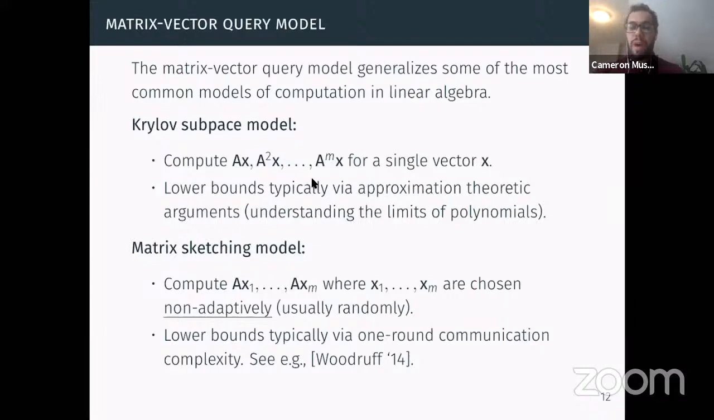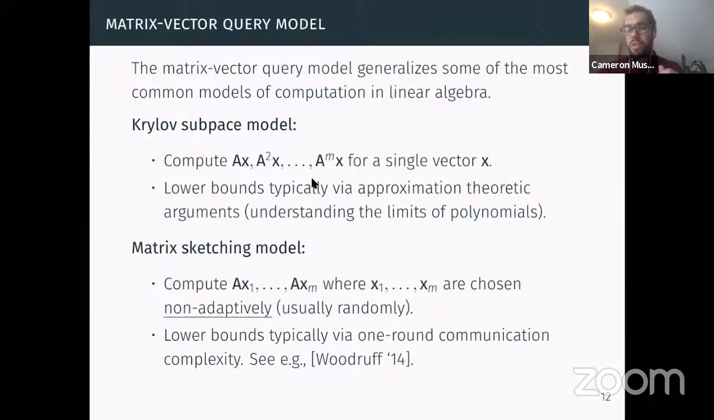The matrix sketching model is also a special case of the matrix vector query model. So this relates to a lot of what Martinsson was talking about last week or 2 weeks ago, I guess. In the matrix sketching model, we compute a bunch of matrix vector products with our matrix, Ax1 up to Axm, where our query vectors are chosen non-adaptively, and usually they're chosen randomly.